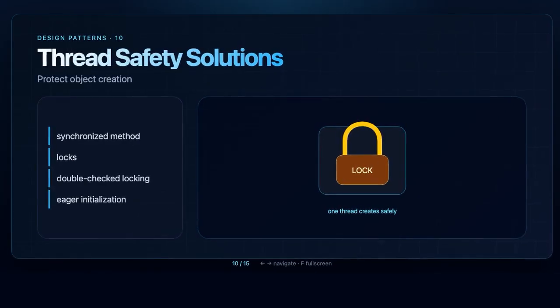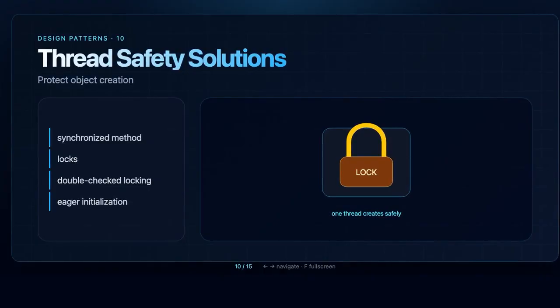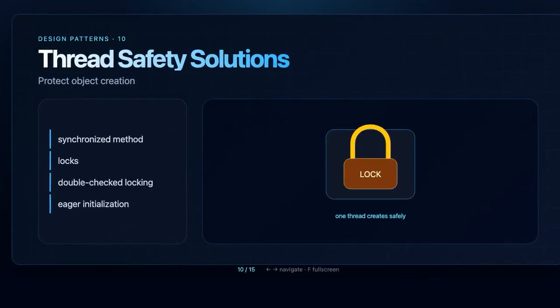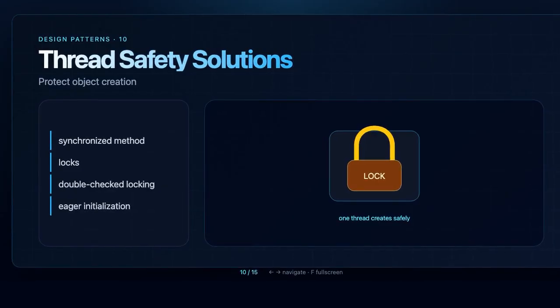Thread safety solutions include synchronized methods, explicit locks, double-checked locking, and eager initialization. Each approach has trade-offs. Synchronization is safe but may add overhead. Eager initialization is simple but creates the object even if it is never used. Enterprise backend systems must choose carefully. In modern Java, enum singletons and dependency injection containers are also common alternatives. In enterprise applications, frameworks often manage life cycle better than handwritten global singletons.